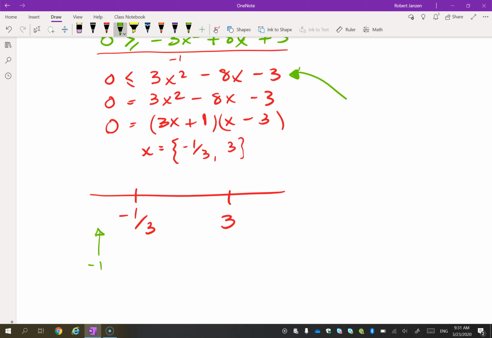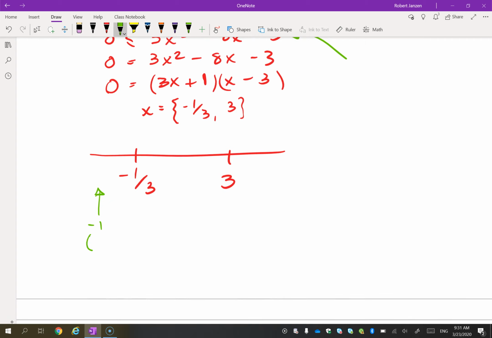Okay, so let's check. What could I check here? I could check -1. If I put it into the brackets, the factored form, I get -3 plus 1. This is going to be a negative. And -1 take away 3, that's -4. Again, it's going to be negative. So if I multiply, I get positive. So the interval here is positive.